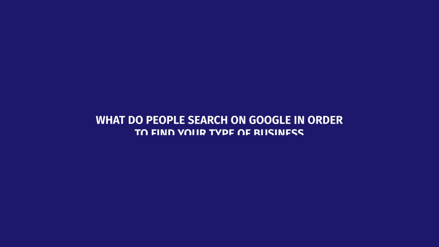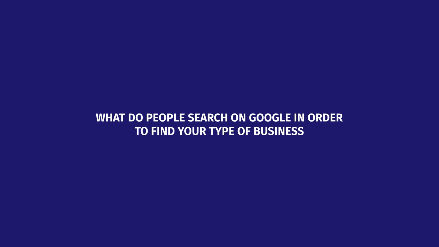So without further ado, let's dive into this 6-step process. Step number 1 of any good SEO strategy is keyword research. This is the process of understanding what people actually search on Google in order to find your type of business. Doing solid keyword research will help us position our website for the right terms. After all, there's no point in building a website and having a strategy around a keyword that nobody searches. I mean, what is the point?